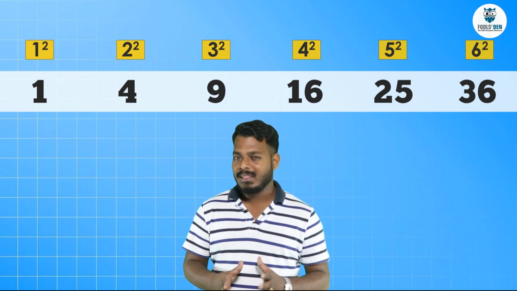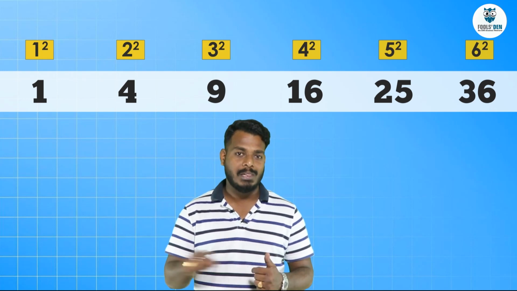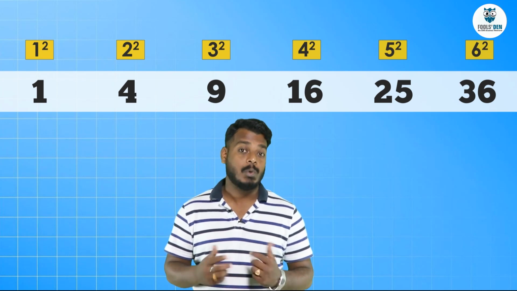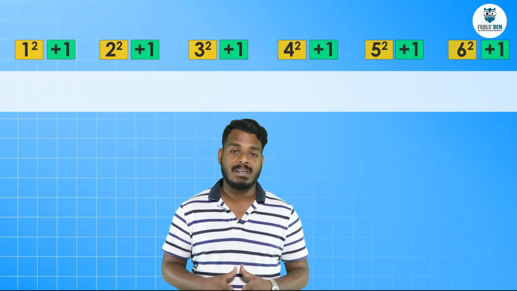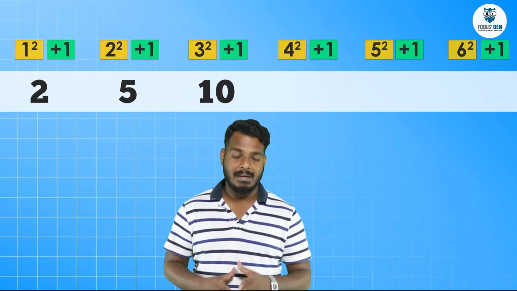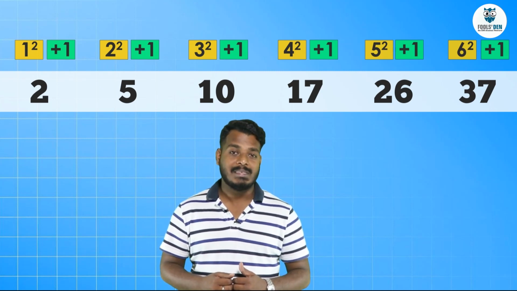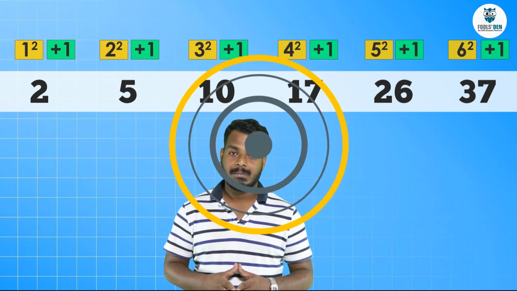Now, can this question be twisted a bit? Why not? I'll just add 1 to all these numbers so that you cannot relate them directly to squares, and twist the series. So, if I add 1 to all these numbers, the series would look something like this: 2, 5, 10, 17 and 26. So this may confuse you, but this is nothing but all the perfect squares plus 1. So you should be able to identify this.